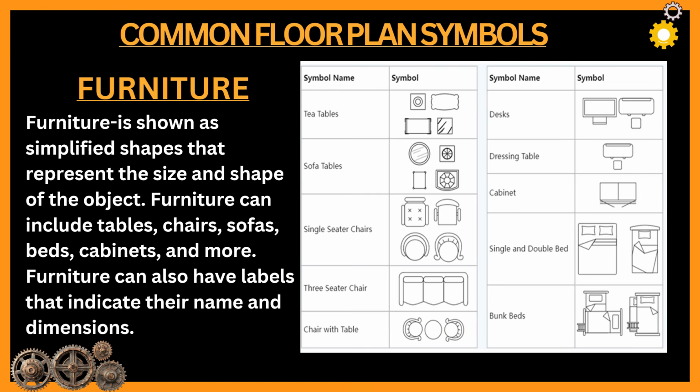Furniture. Furniture is shown as simplified shapes that represent the size and shape of the object. Furniture can include tables, chairs, sofas, beds, cabinets, and more. Furniture can also have labels that indicate their name and dimensions.